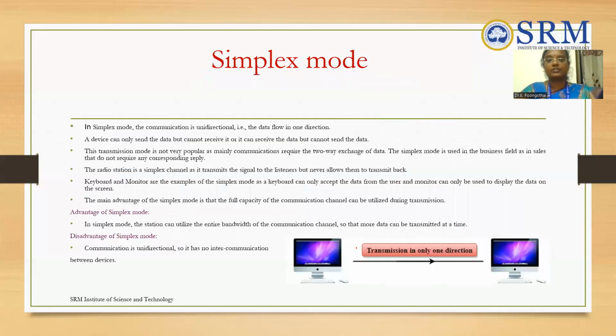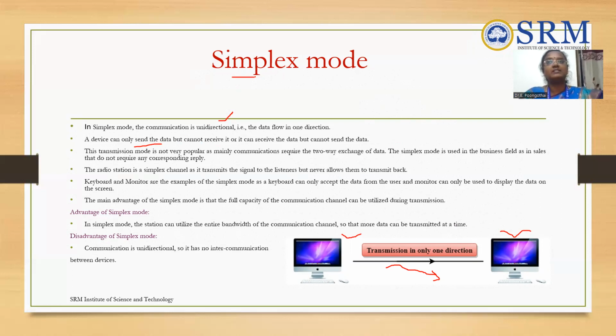First, we are going to see about simplex mode. From the figure, you can understand you have one device here and the destination, the receiver system, there. You can transmit the message only in one direction. That is called unidirectional. So that is simplex mode. The device can send the data, but it will not receive the data. From the name itself, simplex means only one direction, unidirectional; you can send the data, but you will not receive data again.